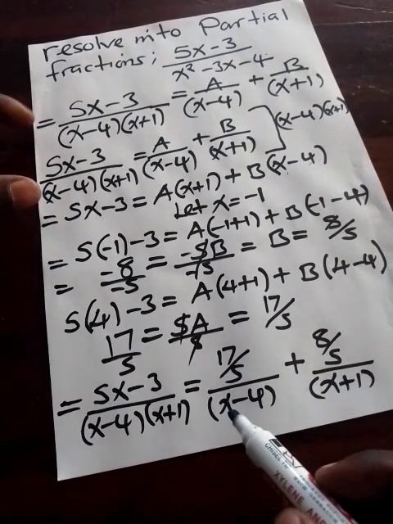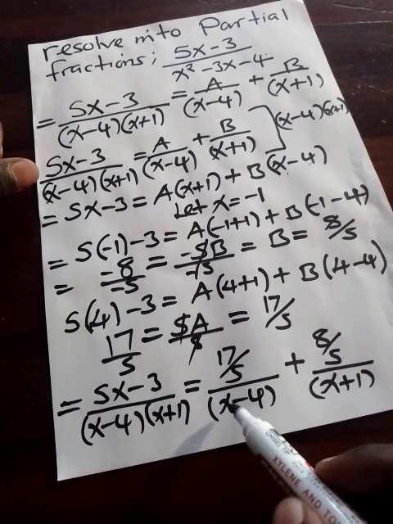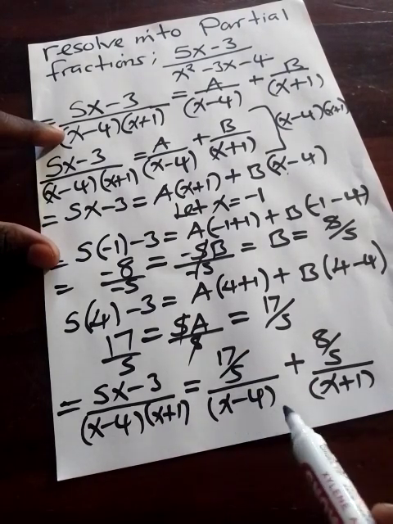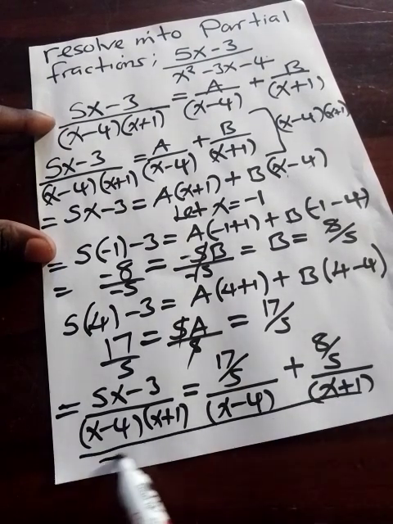So now if you check, the degree of the numerator is less than the degree of the denominator. So this is how you resolve such questions into partial fractions.